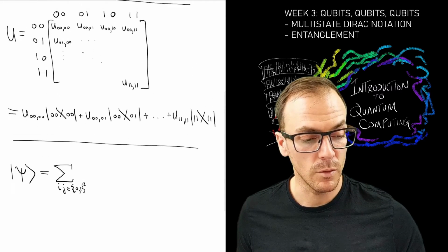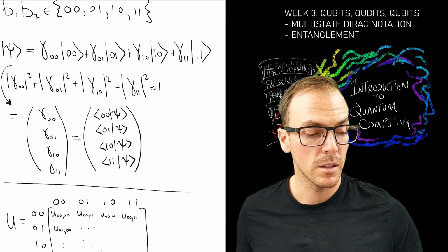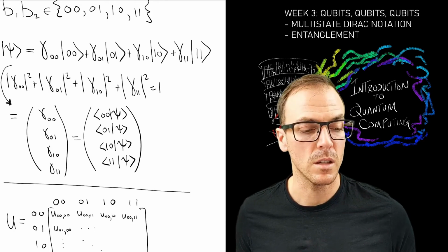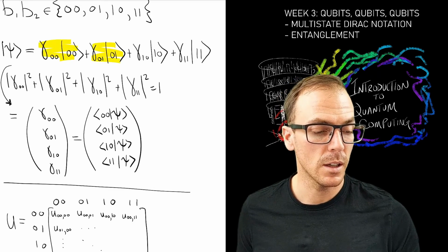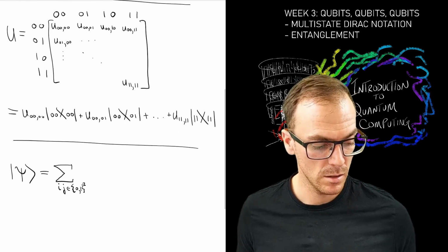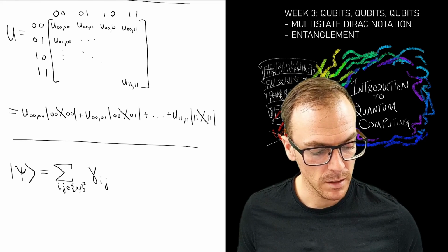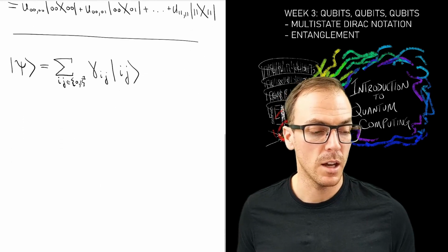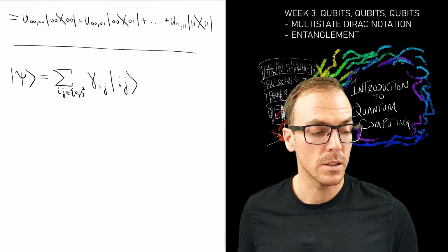And if we look back up at the definition, it's gamma, the indices, and then the basis vector with the indices in it. So you can see that each of these terms looks identical except for the index that happens to be there. So gamma ij, and then that ket that's labeled ij. And that's a much more compact way to write down a state.